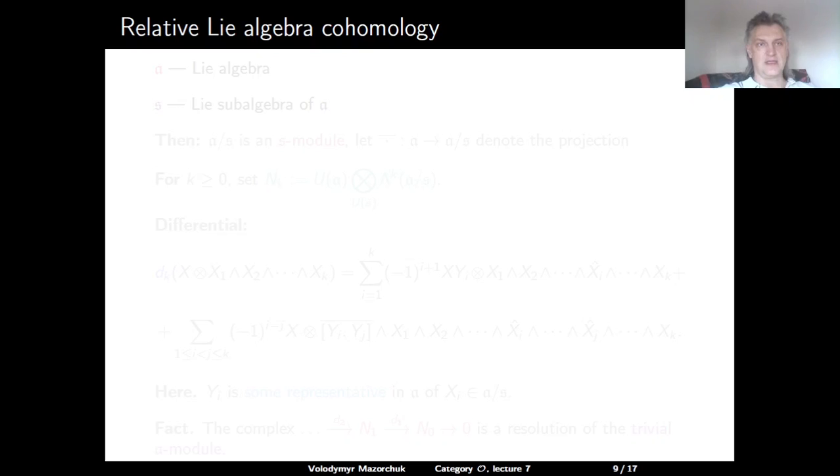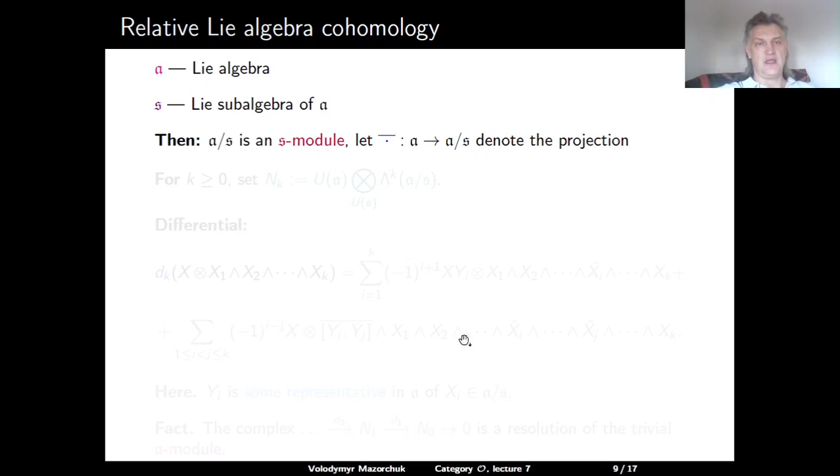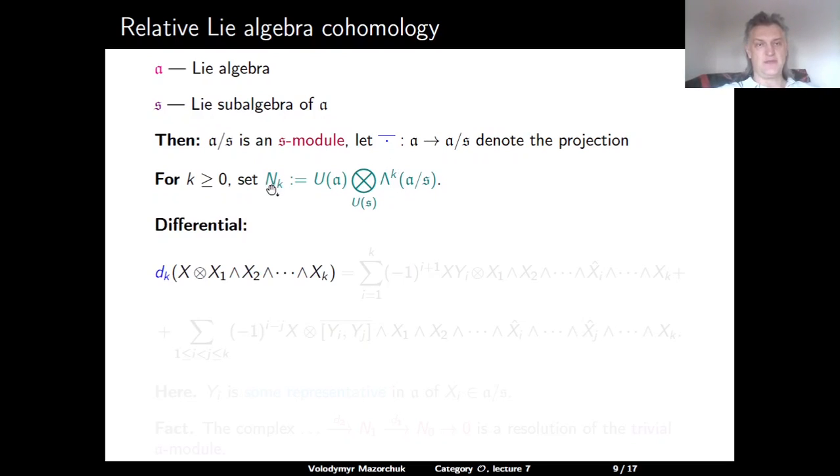For this, we need to recall a little bit about Lie algebra cohomology. So let A be a Lie algebra and S a Lie subalgebra of A. Consider the S module A quotient by S, and let overline denote the canonical projection from A to this quotient. For a non-negative integer k, denote by Nk the following space. It's a tensor product of UA over US with the k-th exterior power of the vector space A divided by S.